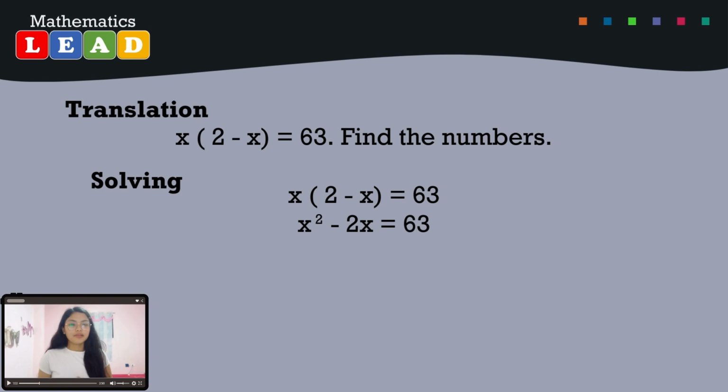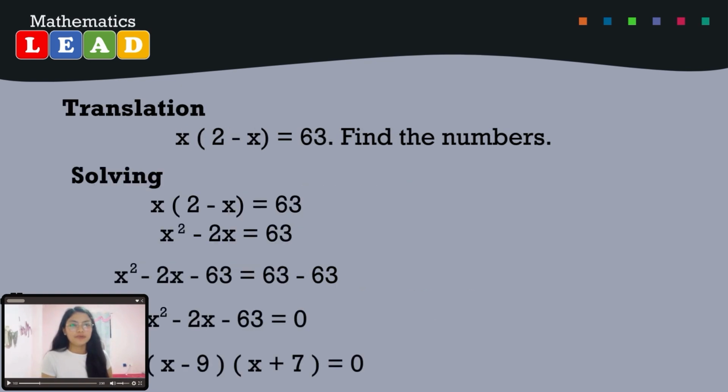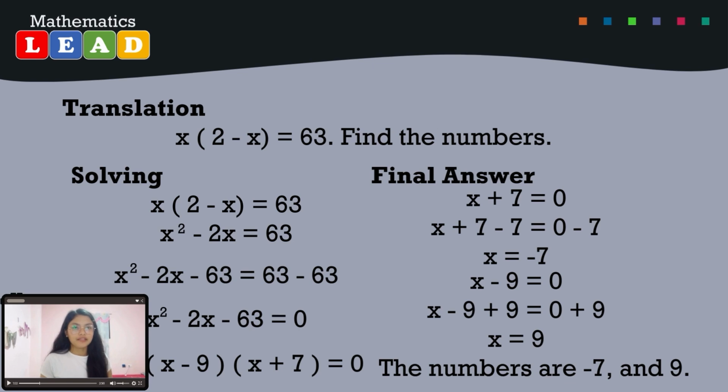To solve the polynomial equation, we will first expand x times x minus 2 and have x squared minus 2x is equal to 63. Using the addition property of equality, we will be adding negative 63 to both sides. This is to cancel the 63 on the other side and equate this polynomial to 0. Factoring this, we will have x minus 9 times x plus 7 is equal to 0. And with that, our final answers are negative 7 and positive 9.